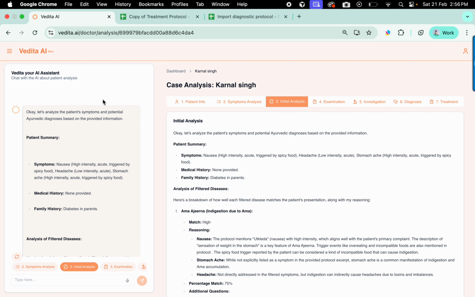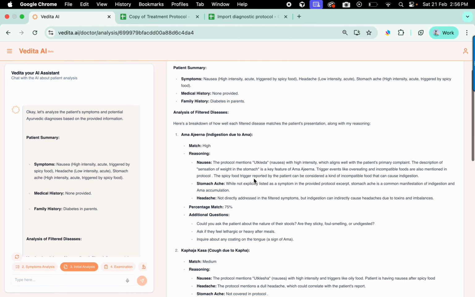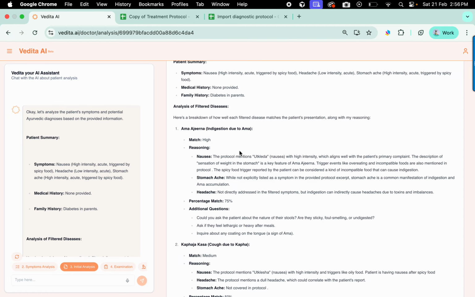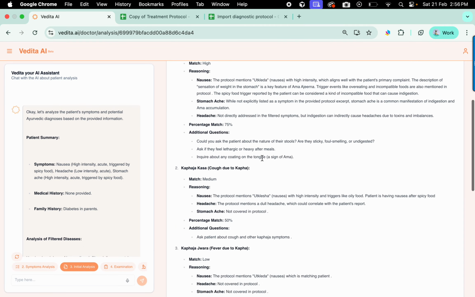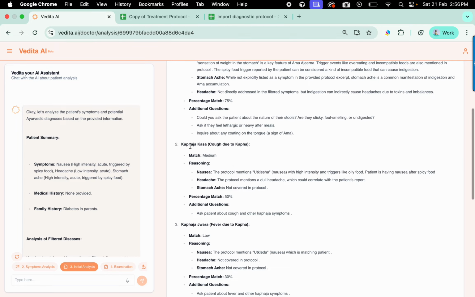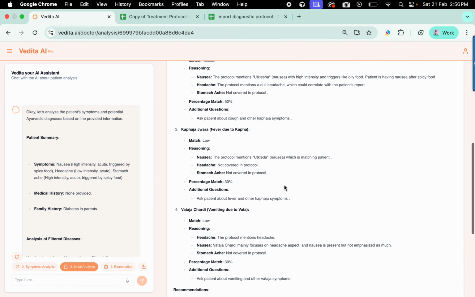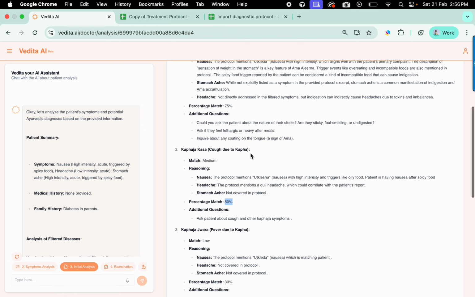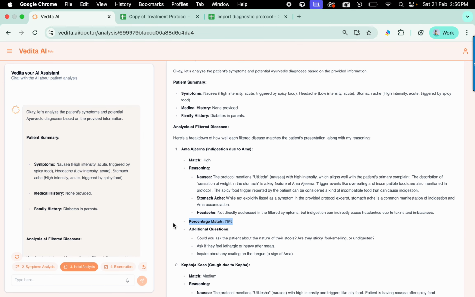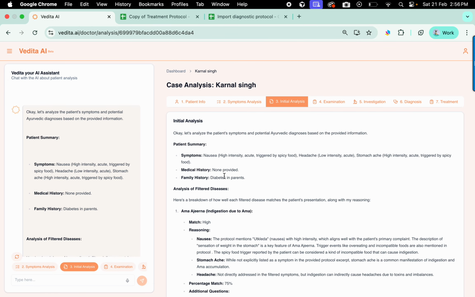Yeah. So here, it has given a very high probability of Amajiran, right, because of indigestion. And the second probability is given as Kapha, right. So it is also giving us a percentage match: 75% possibility of Amajiran. So whatever the protocol that you define, based upon that, it is going to give you that.